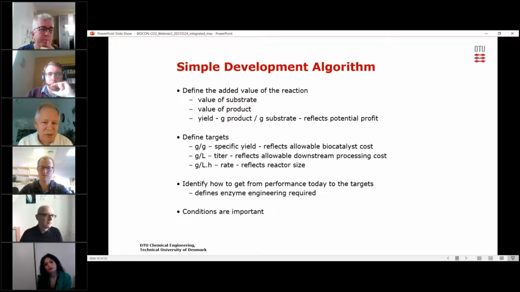We define those targets, we try to make measurements about where we are in the laboratory today, and the gap between the two defines the enzyme engineering that is required. So it gives targets directly to people like Marco to say, okay, these are the kind of improvements which we require in the biocatalyst. And last to say, the conditions here, of course, are very important. We have to test this in conditions which are representative of what will happen in the big tank that we saw at the beginning. Next slide, please.